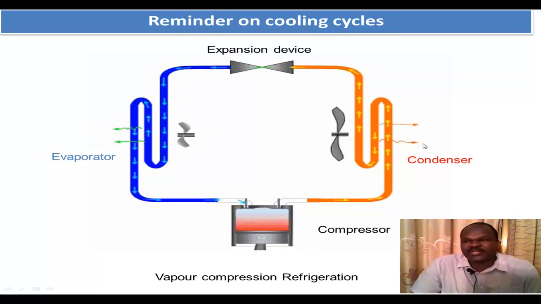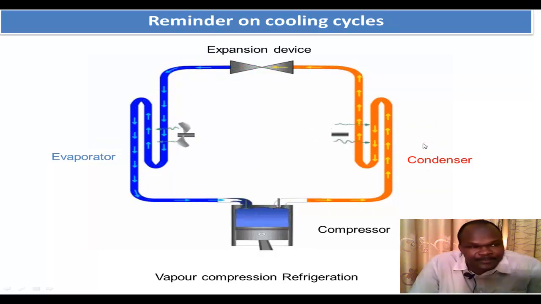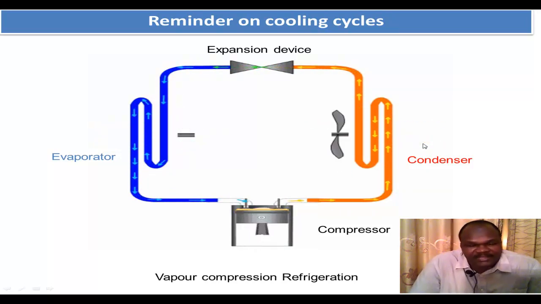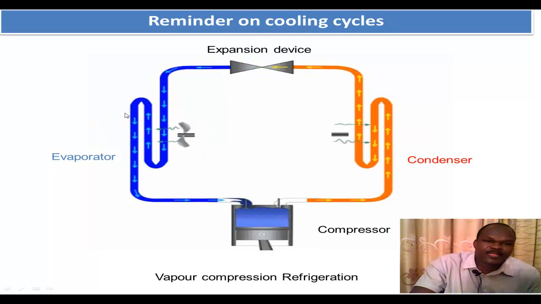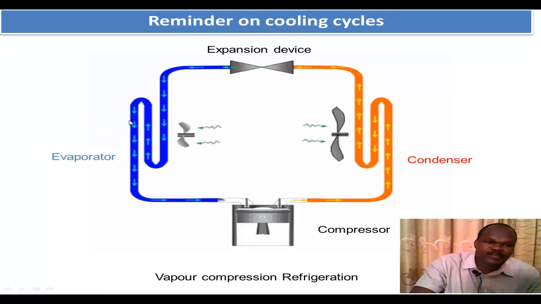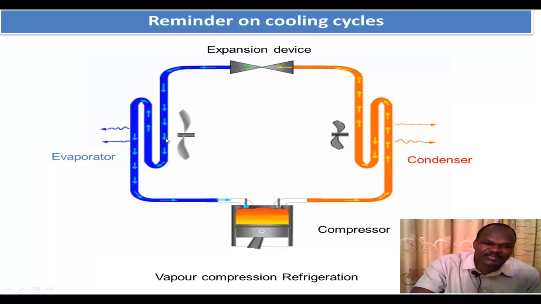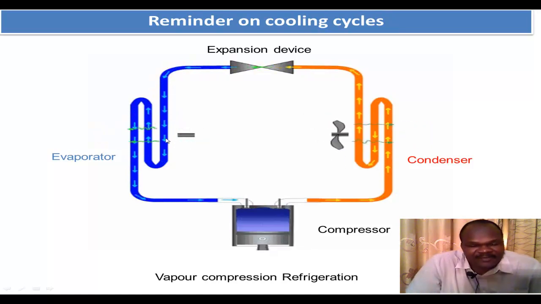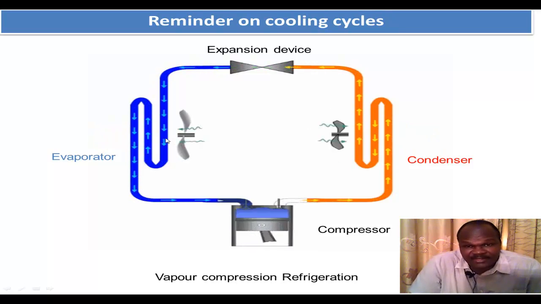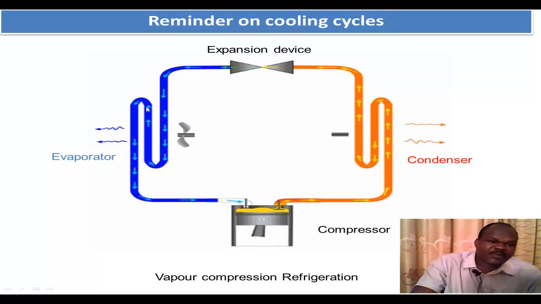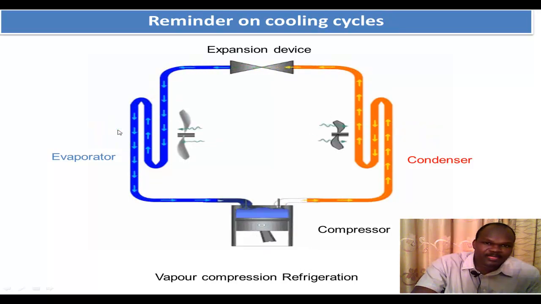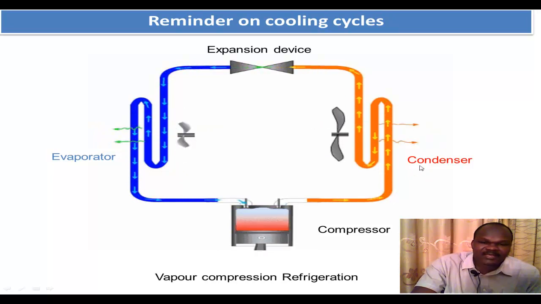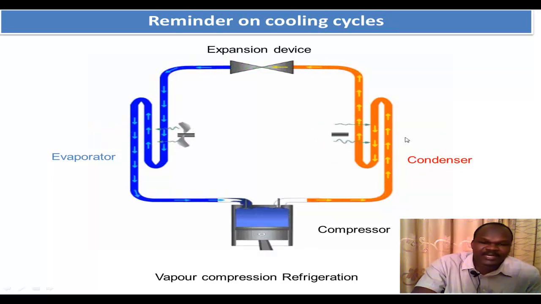The condenser could be the ambient outside your office room, okay, where it rejects the heat taken from your office room, which acts as the evaporator. In the case of a kitchen fridge, the evaporator is simply the food compartment, all right, and the condenser is simply the coiling that you could see at the back of the fridge.